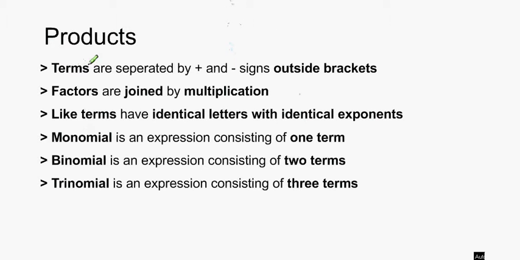The first one we're going to have a look at is terms. What does terms mean? Terms, by definition, are separated by a plus and a minus sign, which are outside brackets. This is all grade 9 revision or grade 9 theory that you should know by now. Another thing we also need to know is factors. The definition for factors is that they are joined by multiplication. So if two things are being multiplied, they are known as factors.